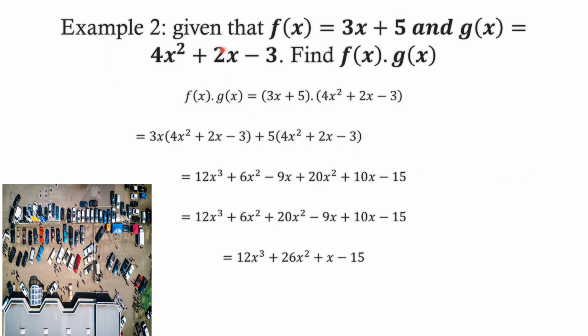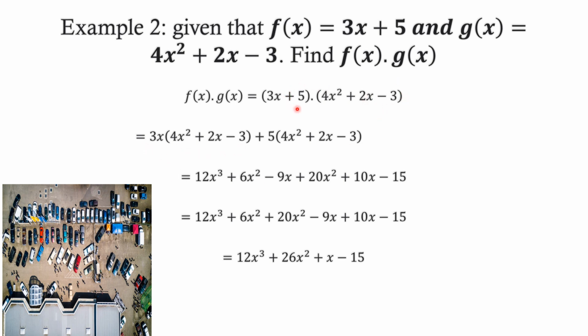When we move to example 2, we have f(x) equal to 3x plus 5 and g(x) equal to 4x^2 plus 2x minus 3. We are to find f(x) dot g(x), which means f(x) times g(x). In this form, the expression is written the way you see it here, with f(x) as the first bracket times g(x) as the second. Here we are going to distribute the first bracket to the second bracket. The first element in the first bracket is 3x, which will be distributed to the second bracket, 4x^2 plus 2x minus 3, as you see here.